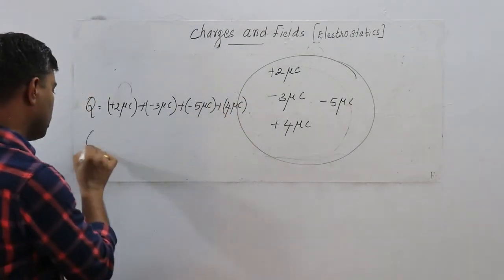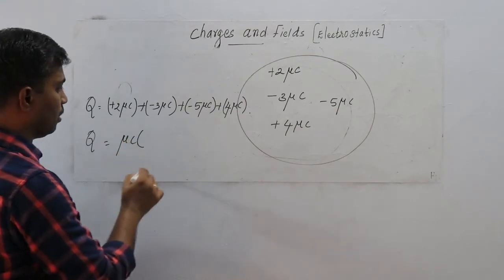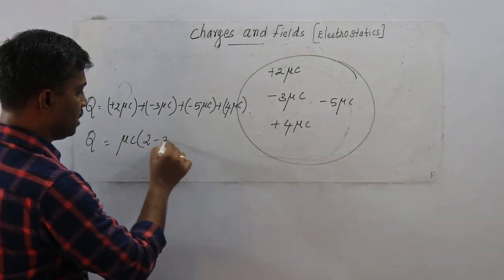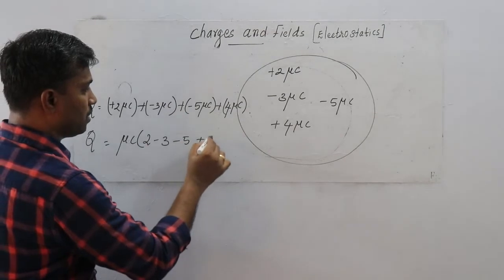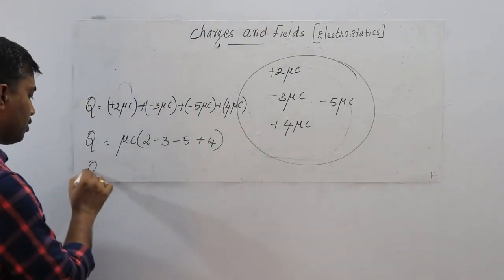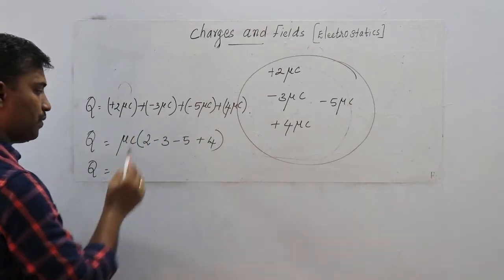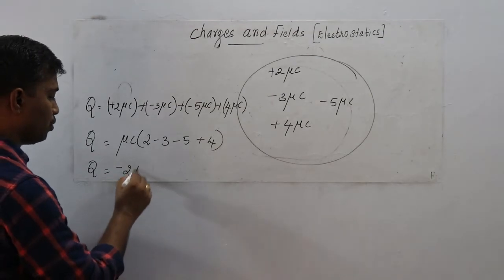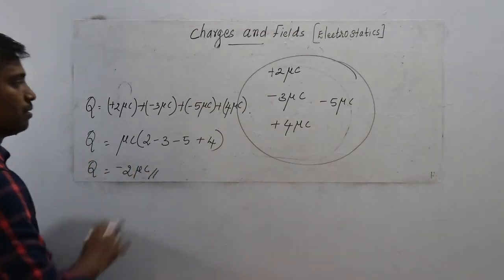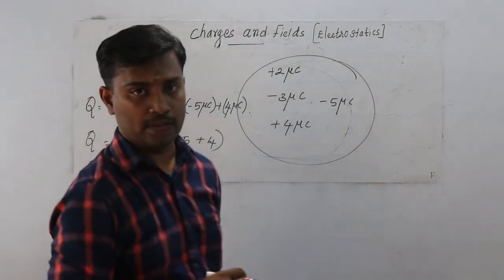So what will be the answer? Q is equal to, we can take microcoulomb outside, 2 minus 3 minus 5 plus 4. So what will be the answer? Q is equal to here 8 and here 6, so the answer will be minus 2 microcoulomb. So this property is known as the additivity property of charges.